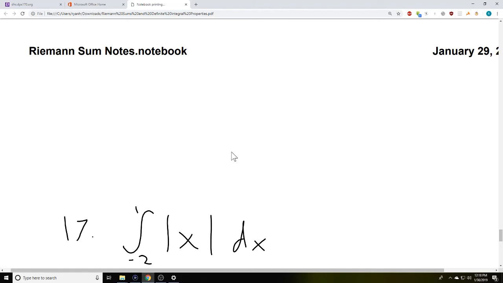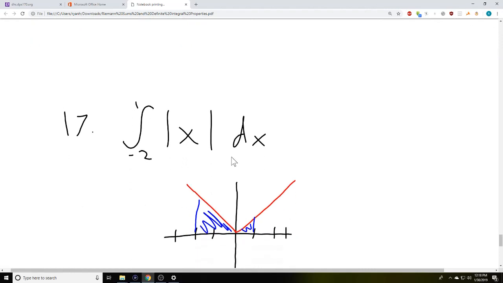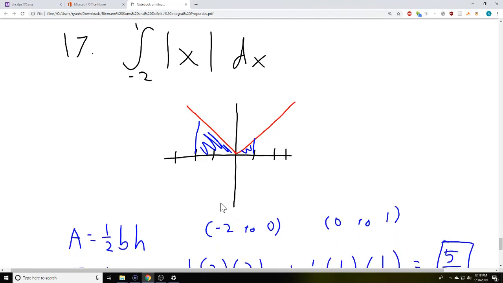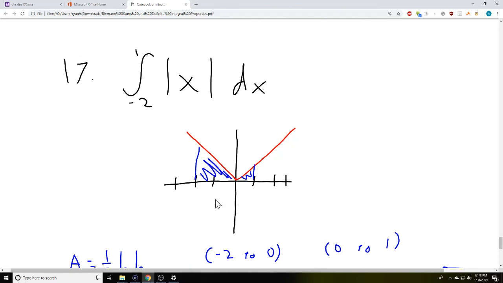And then you want to section off the area from -2 to 1. So it should look like this. Right, there's your absolute value graph. And then we want from -2 to +1. That's our area that we want. Okay. And so these are just two different triangles. We can just section off this area, and area of the triangle is 1/2 base times height. And we can section this off because we got a property that says we can split this into two different integrals. Integral from -2 to 0 and the integral from 0 to 1, which is what we're going to do.